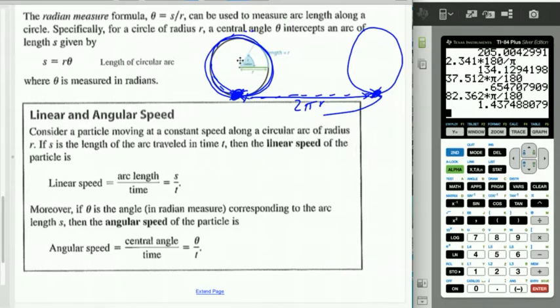So that's angular speed. We're just going to walk through a couple of quick examples, and then we'll move on. This is definitely something that you'll see more in a physics class, but I just want to throw it out there so that you're familiar with the concept.